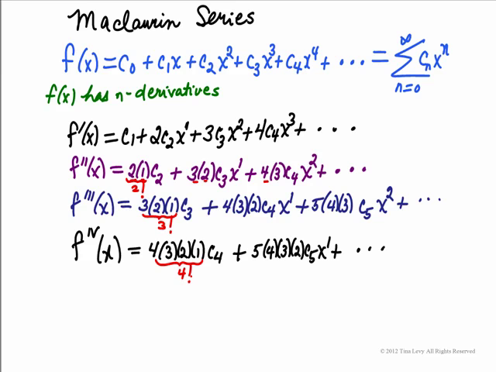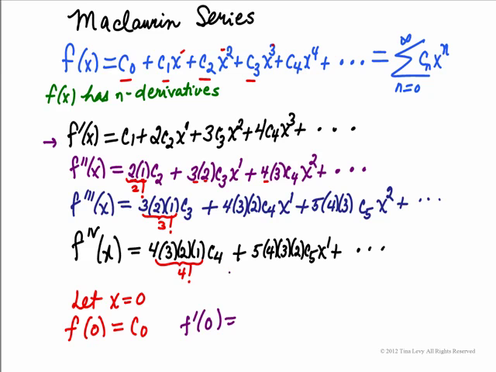What we're going to do now is let x equal 0. And in doing that, we're going to find a way of replacing all these constant terms that are in front of the x to the power. Letting x be 0, f of 0, you can see the x's will all become 0, and I'm left with c sub 0. Doing the same with the first derivative, f prime of 0, the x's all become 0, and I'm left with c1.